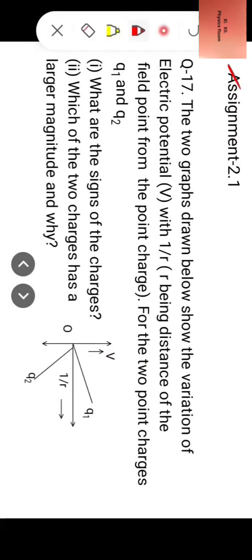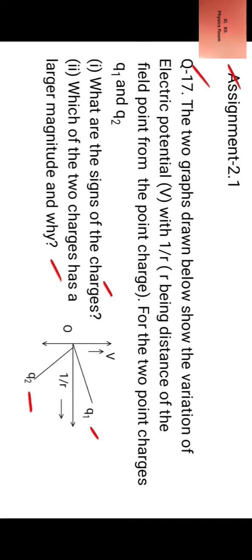Now the assignment 2.1 continued. Question number 17. The two graphs drawn below show the variation of electric potential V with 1 by r, r being the distance of the field point from the point charge, for the 2 point charges Q1 and Q2. Number 1, what are the signs of the charges? Number 2, which of the two charges has a larger magnitude and why? So you find out the answer to this question also on the basis of the text that you have learnt.